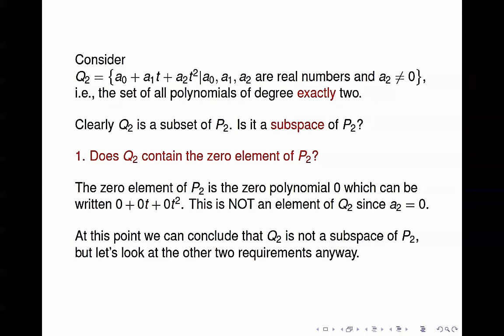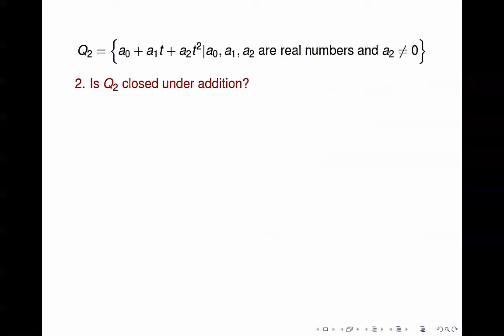But again, just for more experience, we're going to go on and look at the other two. So the second one: is Q sub 2 closed under addition? If we add any two elements of Q sub 2 together, do we get another element of Q sub 2? Or, if you add any two polynomials of degree exactly 2, not 2 or less, degree exactly 2, do you get another polynomial of degree exactly 2?